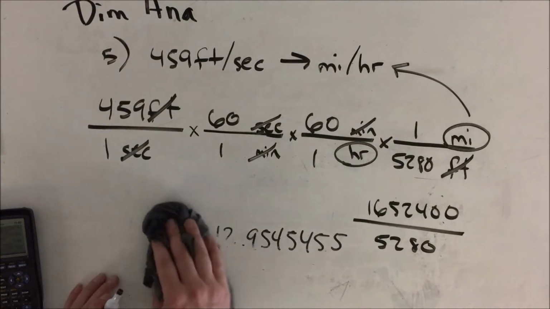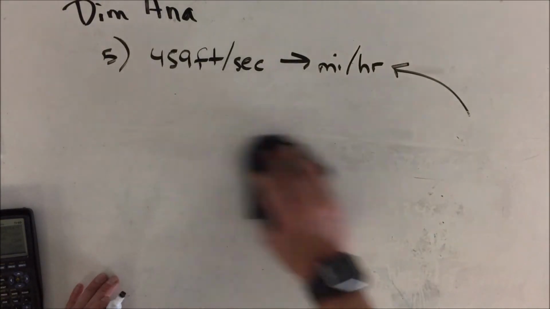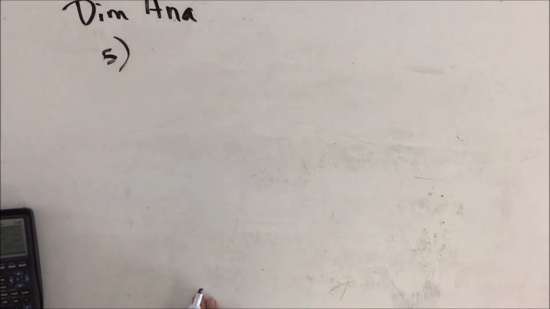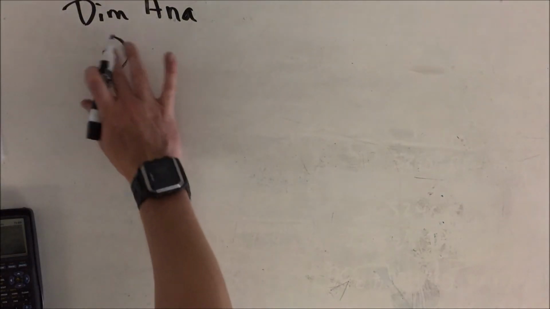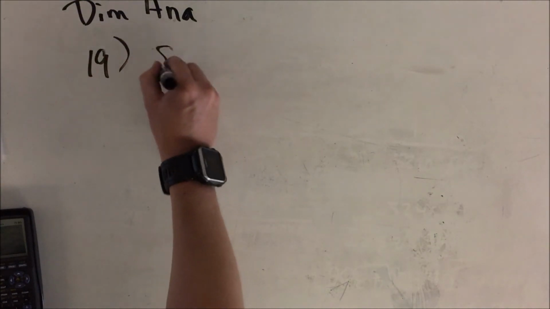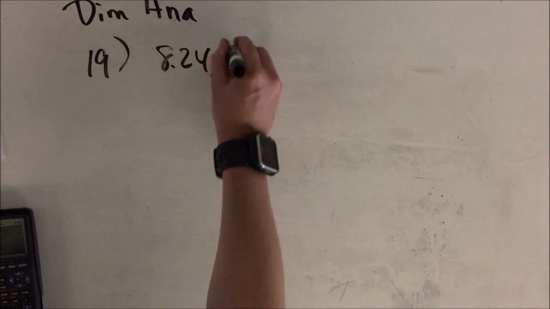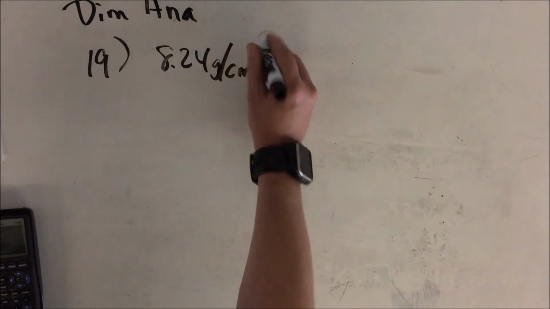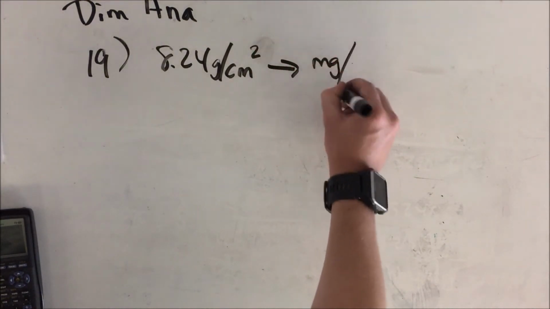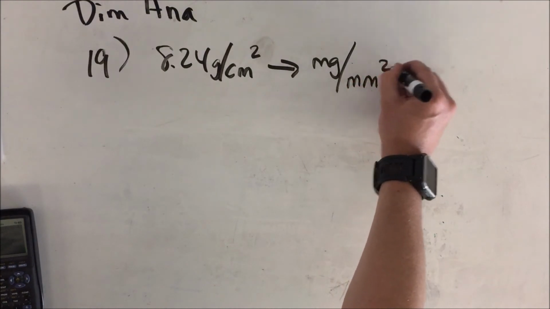My last problem that I'm going to do is ever so slightly more tricky, and it's a 2-step problem with square roots. For this one, I'm actually going to refer to our second dimensional analysis worksheet. Let me just reference a problem here that actually is going to work. Number 19. This is dim ana number 2 that I give you. So number 19. It says 8.24 grams per centimeter cubed, or sorry, squared. And they want to turn that into milligrams per millimeter squared.